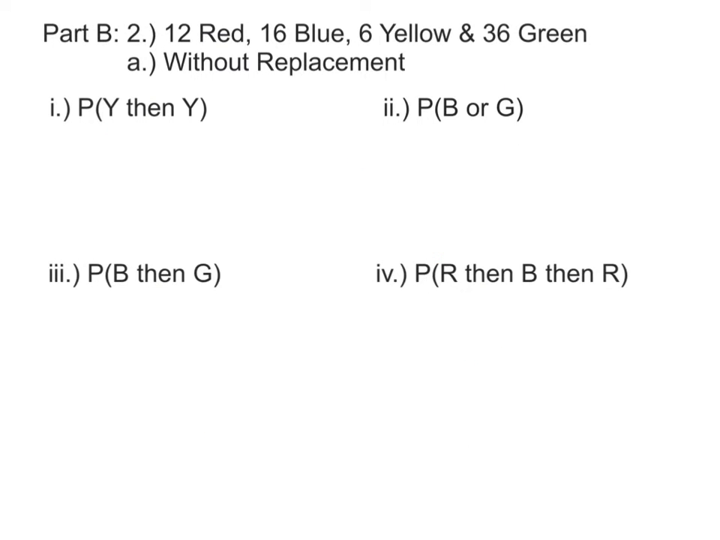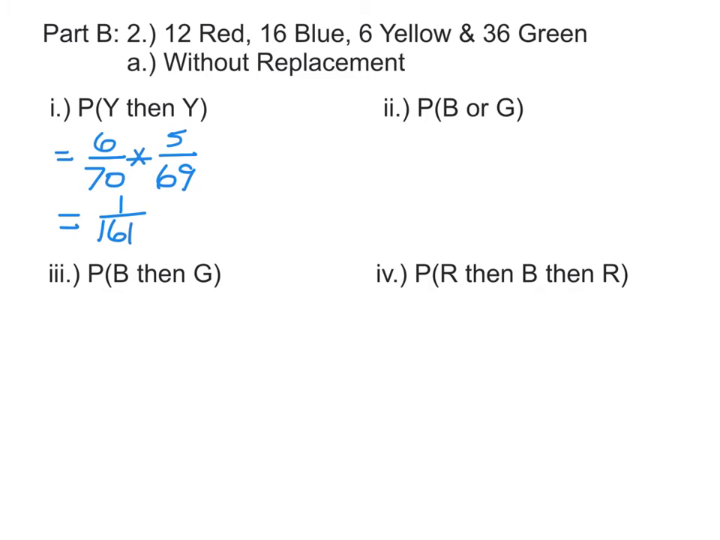Now, things change slightly if we're not going to replace the marble after we take it out. So finding the probability of getting a yellow and then getting another yellow, we would first find the probability of getting a yellow. Again, that'll be 6 out of 70. And then we'll multiply by the probability of getting a yellow again. However, we took a yellow out. That means there's one less yellow in the jar. So instead of there being 6, now there's 5. Also, there's one less total marble in there. So instead of there being 70 marbles, there's one less, 69. When we multiply those ones together, we'll get 1 over 161.